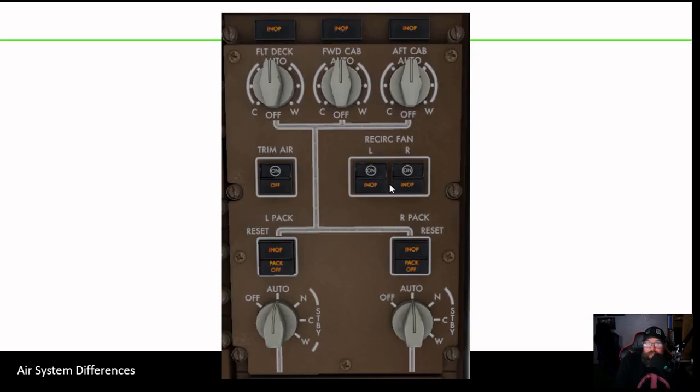Outside of that, the rest of this panel is the same. The inoperative lights work the same way. The off lights, everything works the same as it does in the 7.6. So the only difference here is the fact that you do have recirc fans on the 7.5. Now, again, if you fly past your 7.6s, there is no difference.